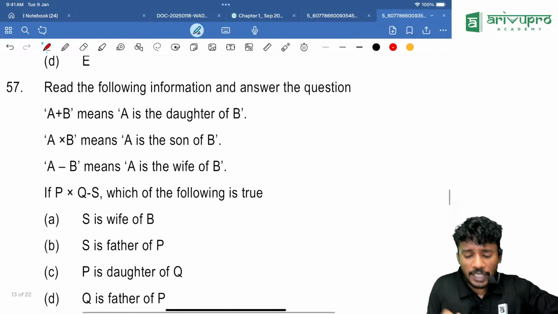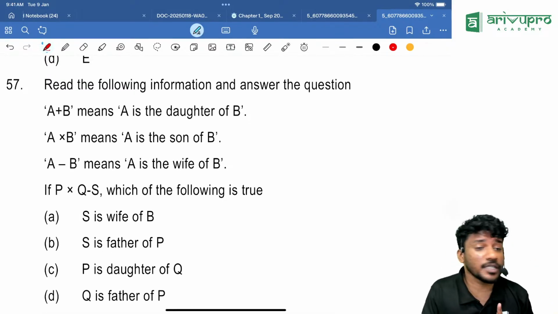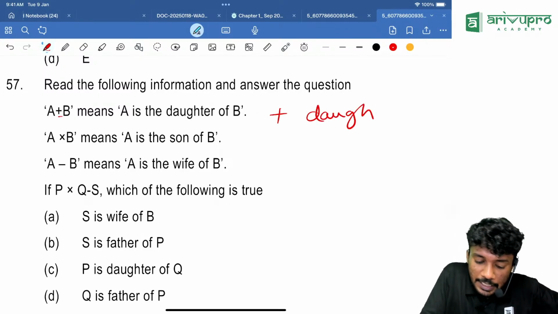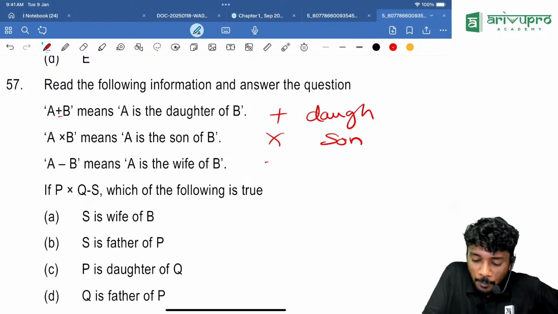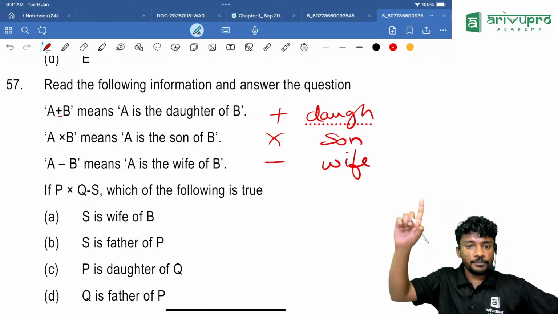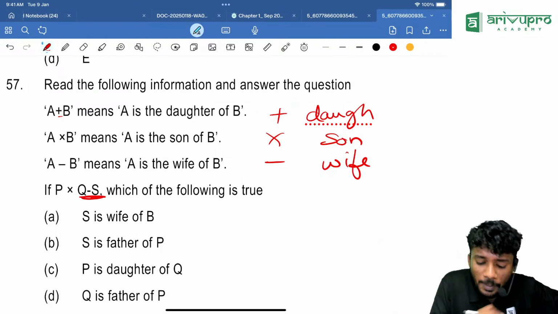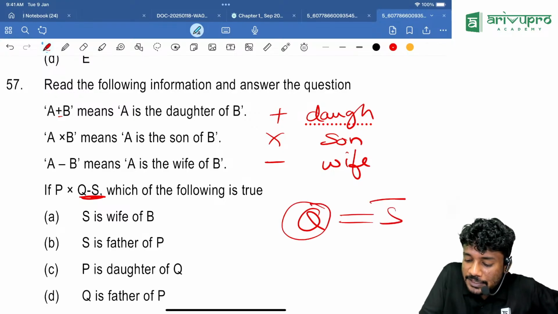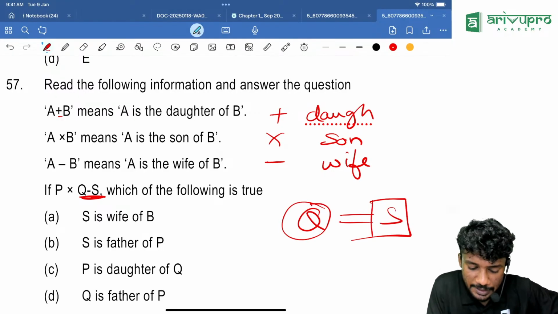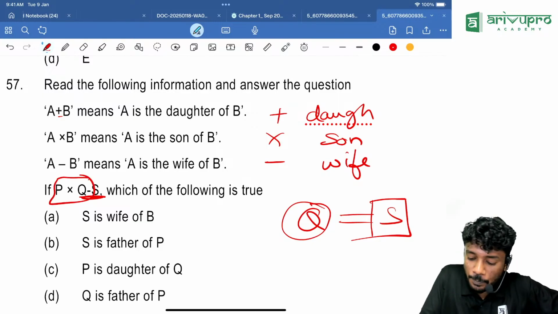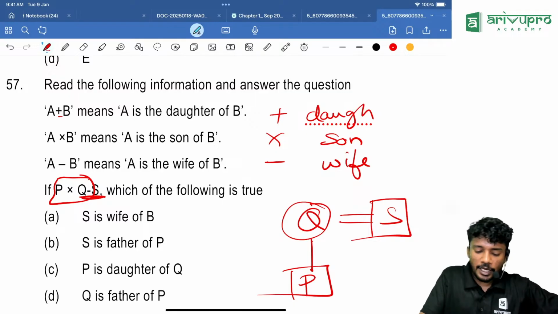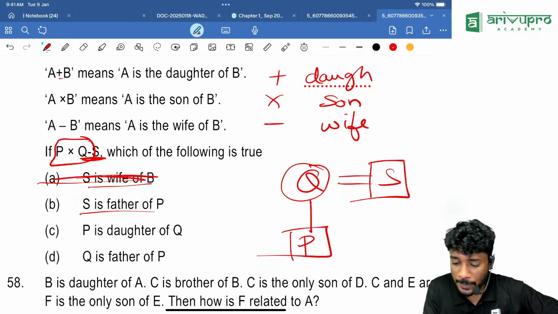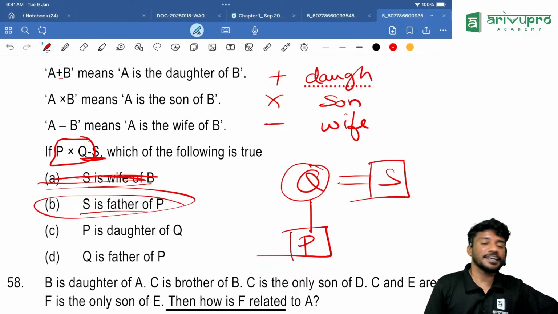Next question. Read the following information. Answer the question. How will you do it? Plus means daughter. Into means son. Minus means wife. Correct? For easy understanding. That means Q minus S. Q is the wife of S. S is male or female? Male. Then P into Q. Into means son. So P is the son of Q. Now we will see. S is the wife of B? No, we don't even have B. Then S is the father of P? Correct. Option B is the right answer.